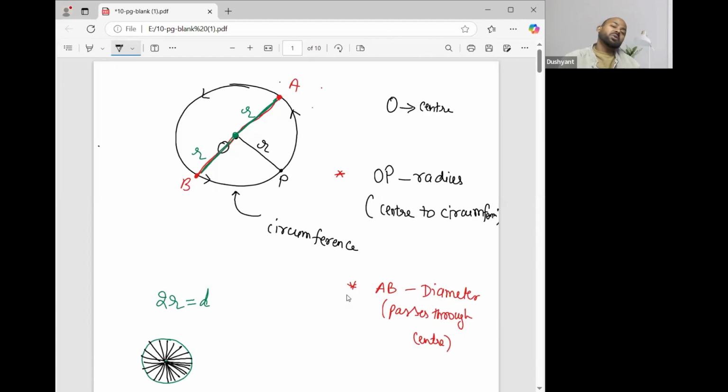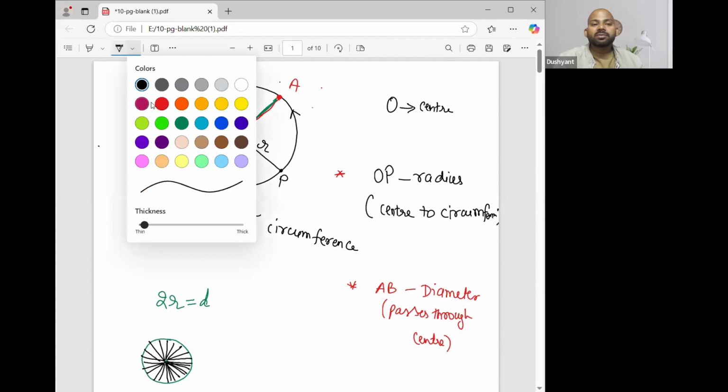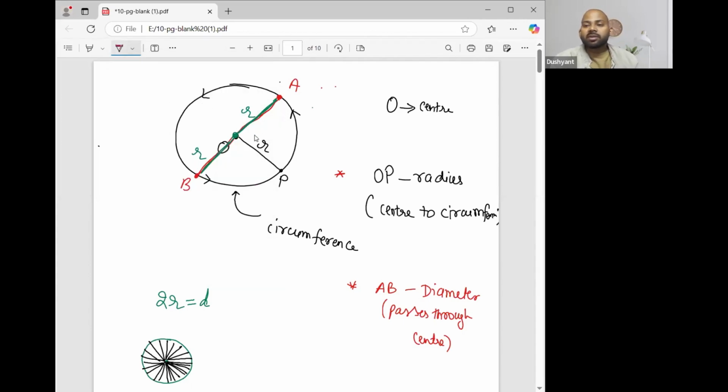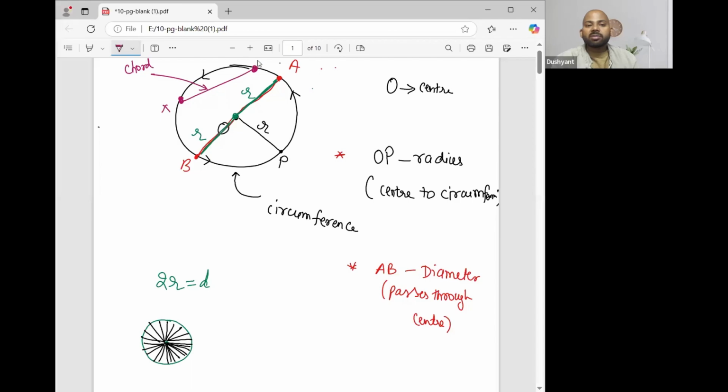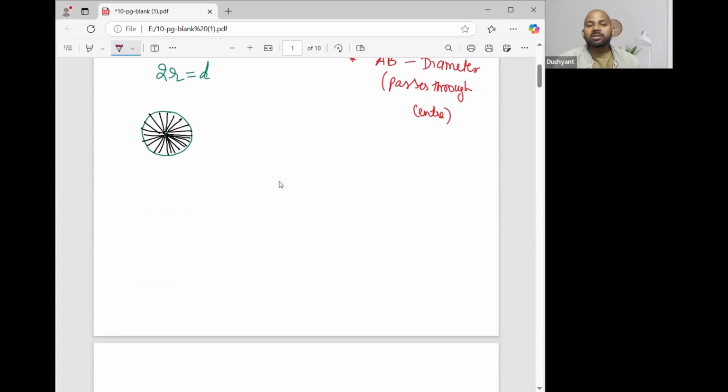And now chords. Shall we discuss the chord? Now take any 2 points on the circumference of the circle and connect them. The line segment you will get will be my chord. So let's suppose this is my X, this is my Y. That's my circle. If I connect any 2 points, I'll get a chord. Similarly, if I connect these 2 points, I'll get a chord. Similarly, these 2 points, I'll get a chord.